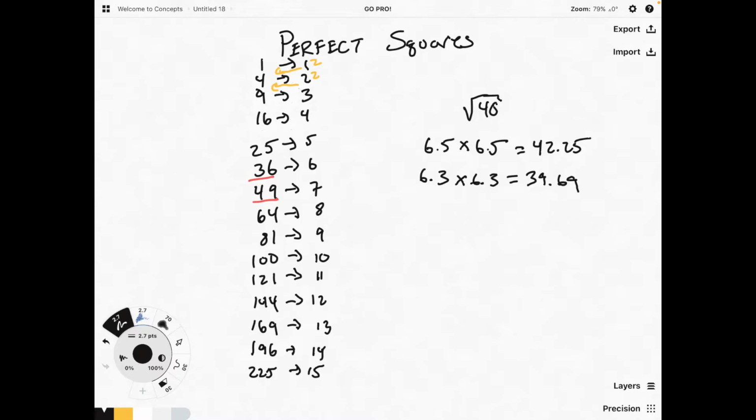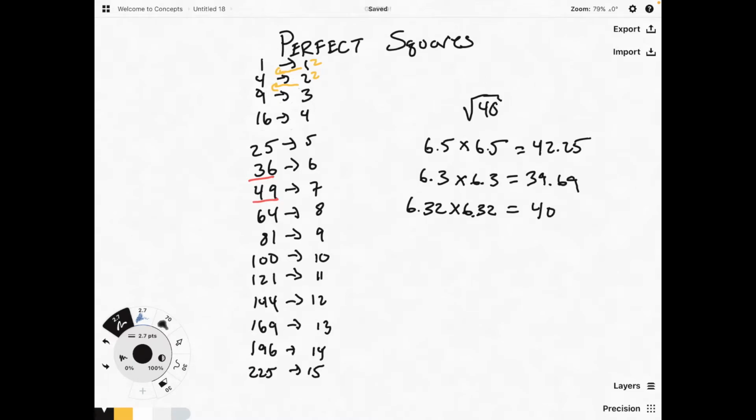You could go further to try to get an exact value, but typically you're not going to be asked to go past the first decimal place. But if you do, then you know that this is a little low because we're at 39.69. So what we can try to do is go to the next decimal place and go up a little bit. So if we do 6.32 times 6.32, then we know multiplying those together is actually going to give us the value of 40.